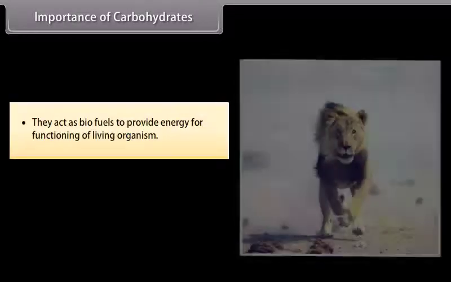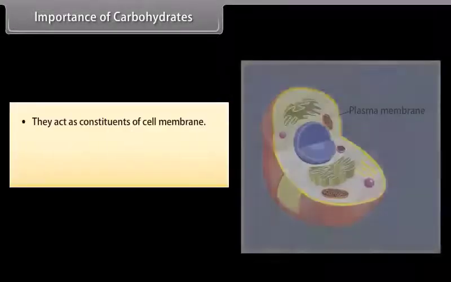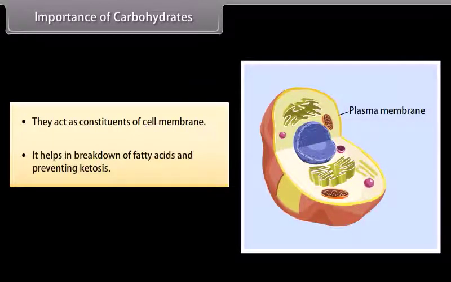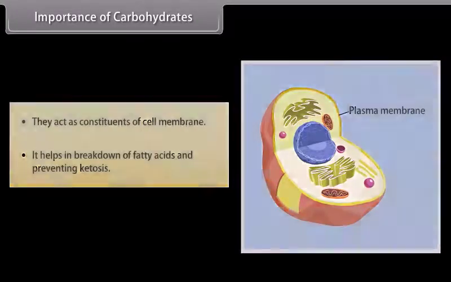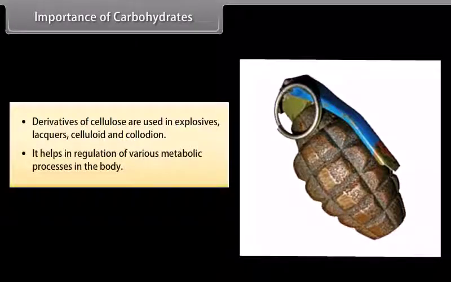Importance of carbohydrates. They act as biofuels to provide energy for the functioning of living organisms. They act as constituents of the cell membrane. They help in the breakdown of fatty acids and prevent ketosis. Derivatives of cellulose are used in explosives, lacquers, celluloid, and collodion. They help in regulation of various metabolic processes in the body.